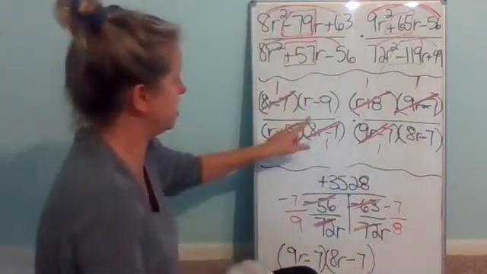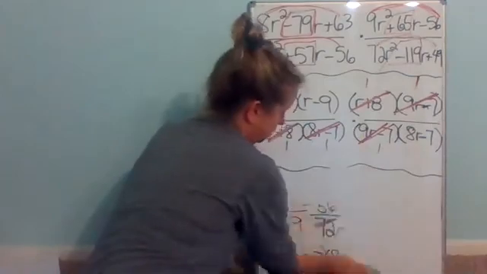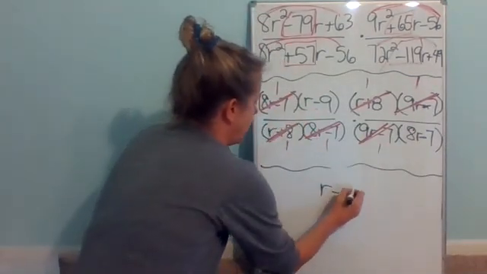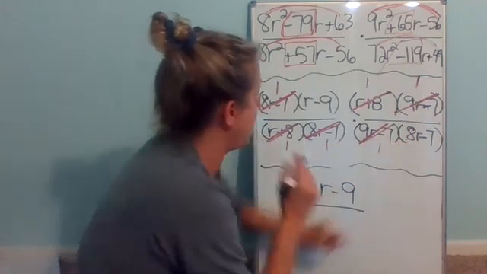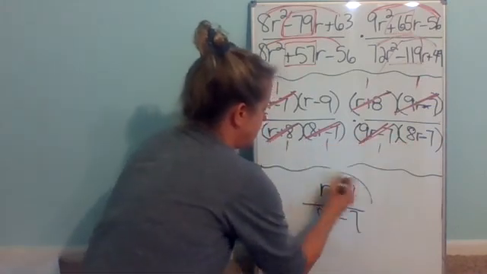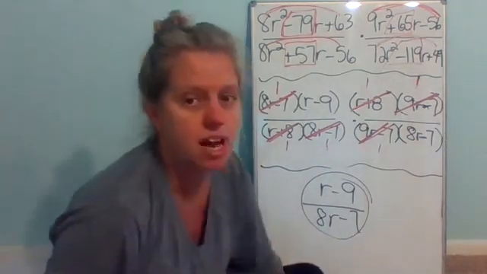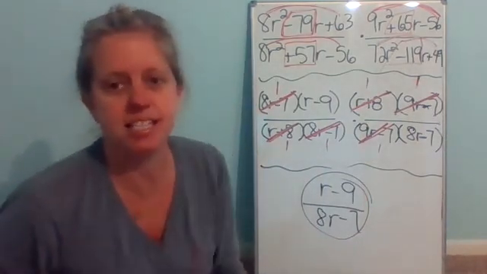So what is left in the top? The only one left in the top is the R minus 9. What's left in the bottom? 8R minus 7 is your answer. R minus 9 over 8R minus 7.